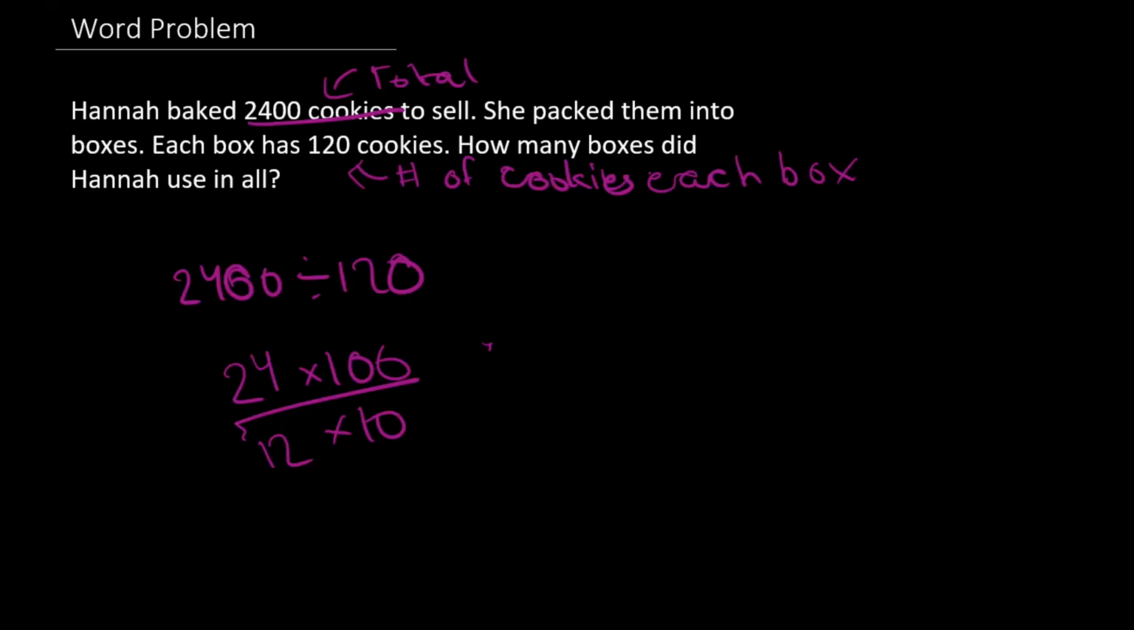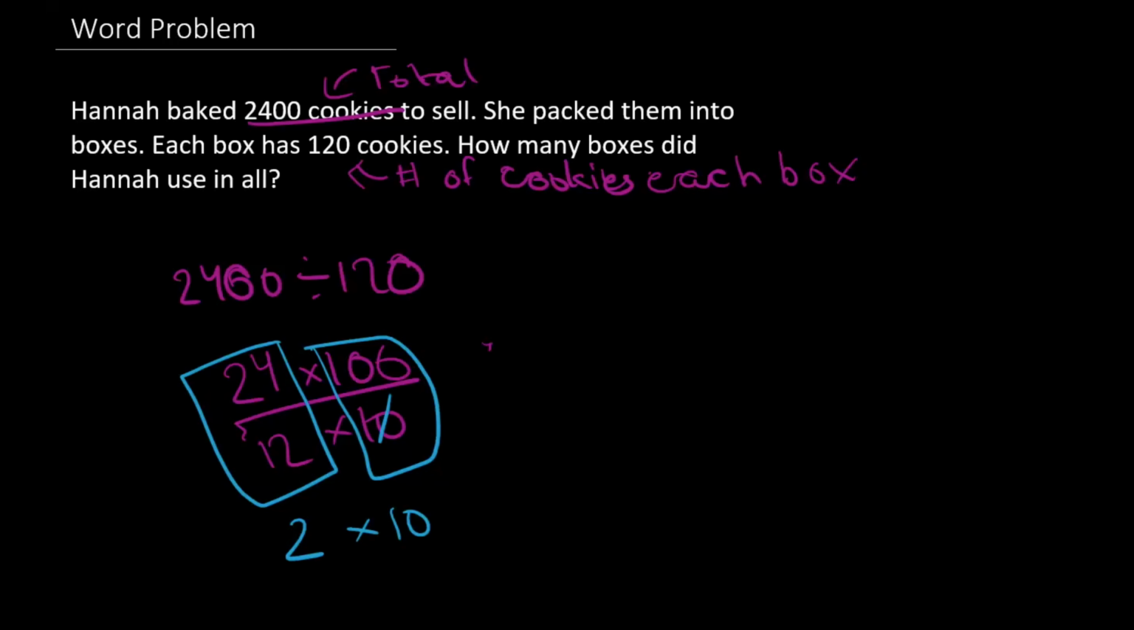Alright, now we solve it. 24 divided by 12 is 2, and then 100 divided by 10 is 10. So we can even cancel out these zeros, and we'll have 10 divided by 1, which is 10. So now we do 2 times 10, which is 20. So our answer for the first method is 20, and it should be the answer for the word problem. Now let's do the second method.